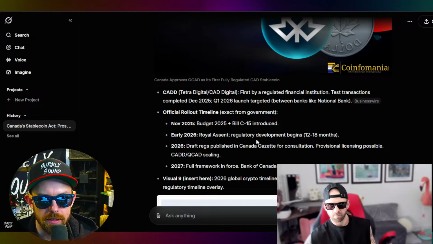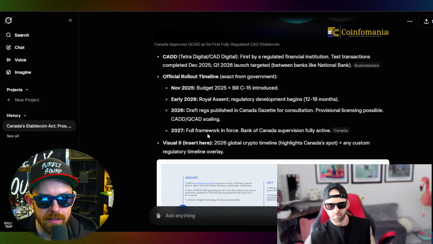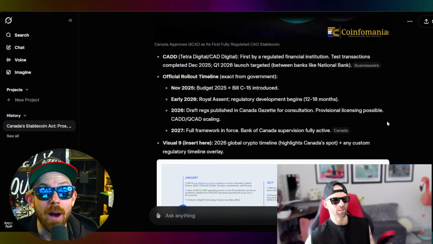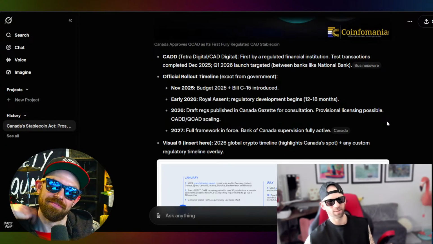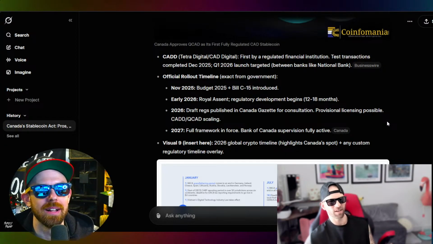So yeah, it's full framework enforced by 2027. Bank of Canada supervision fully active. I told you, by 2030, with everything, there will be no cash. What the hell, are we running out of time?